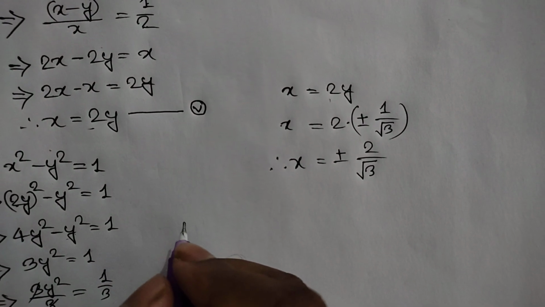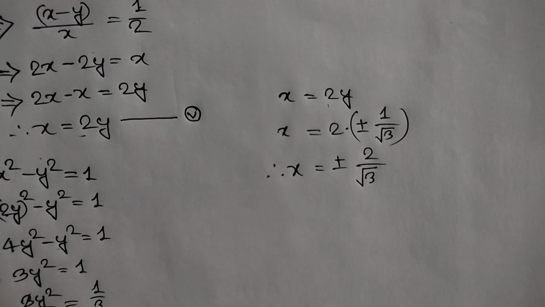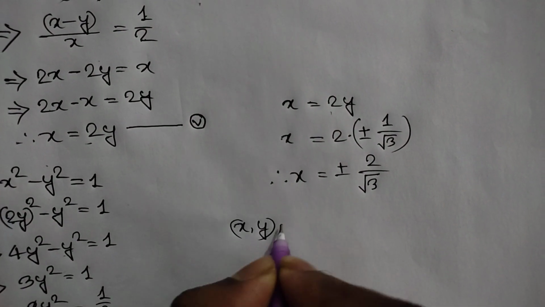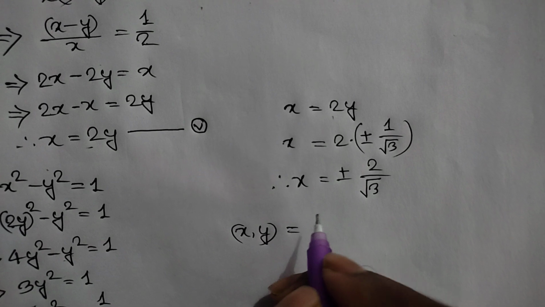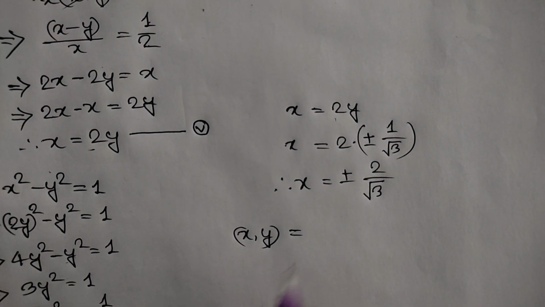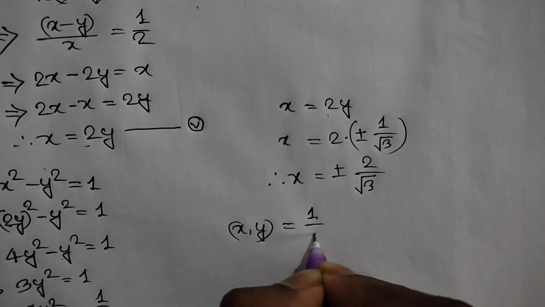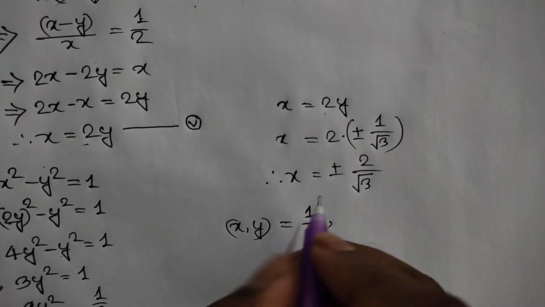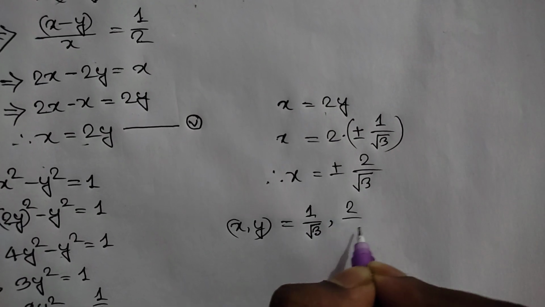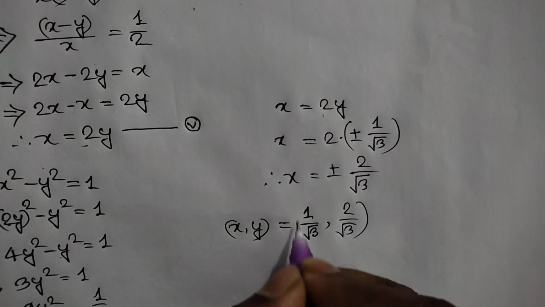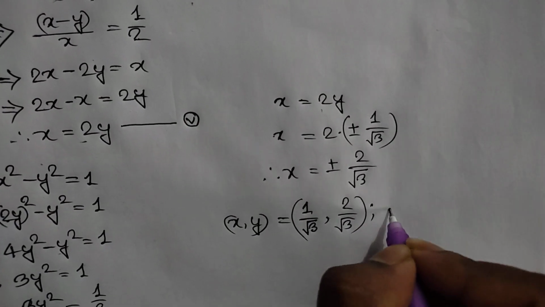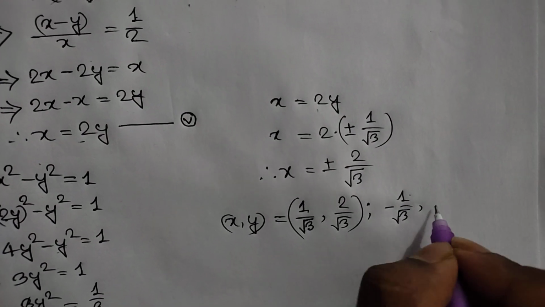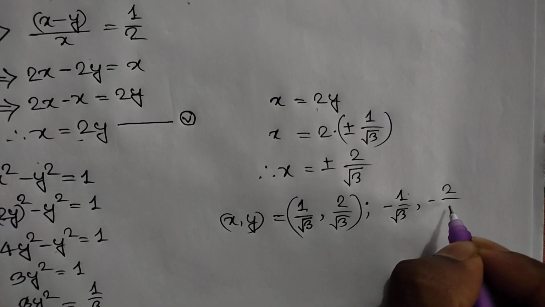So the values of x and y are: when x is equal to 1 over square root of 3, then y is equal to 2 over square root of 3, and when x is equal to negative 1 over square root of 3, then y is equal to negative 2 over square root of 3.